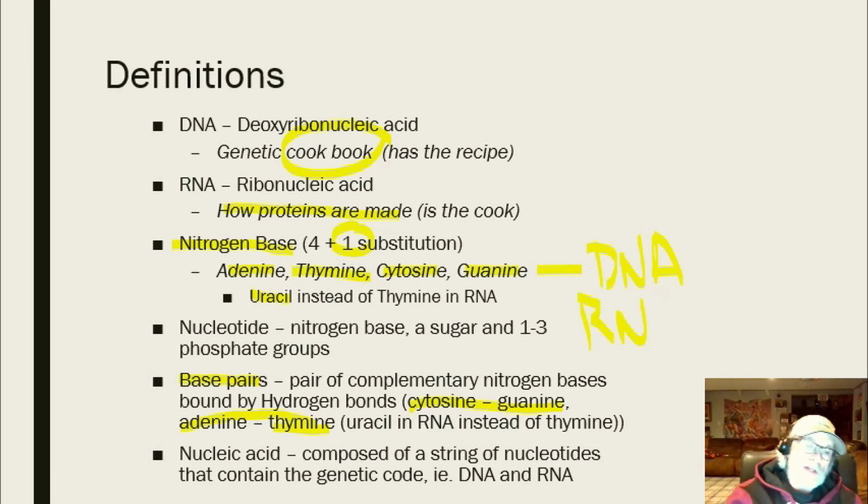A nucleic acid is basically a string of these nucleotides that contain the genetic code. Therefore, nucleic acids are DNA and RNA. So these are definitions. If you don't get these, it might be a good idea to go back and review before you head on, because these definitions are going to be coming up time and time again as we continue with this discussion.